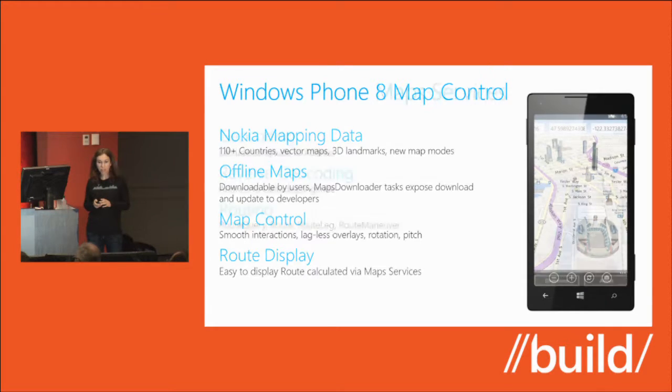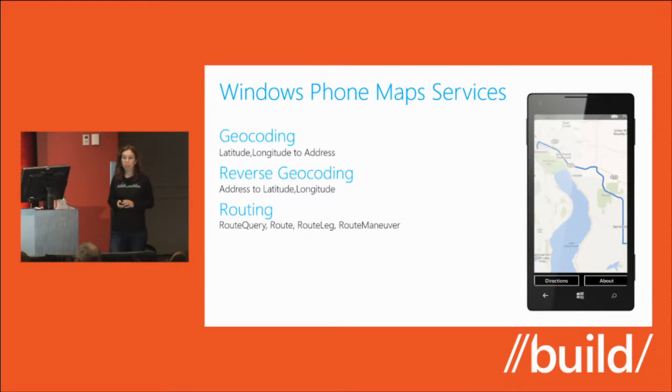And with that, let's look at the map services APIs powered by Nokia mapping technologies, which have 3 functions. Geocoding, which is taking a lat-long position and converting that to an address. Reverse geocoding, taking an address and converting it to a coordinate. And then routing, the one that I've just mentioned.